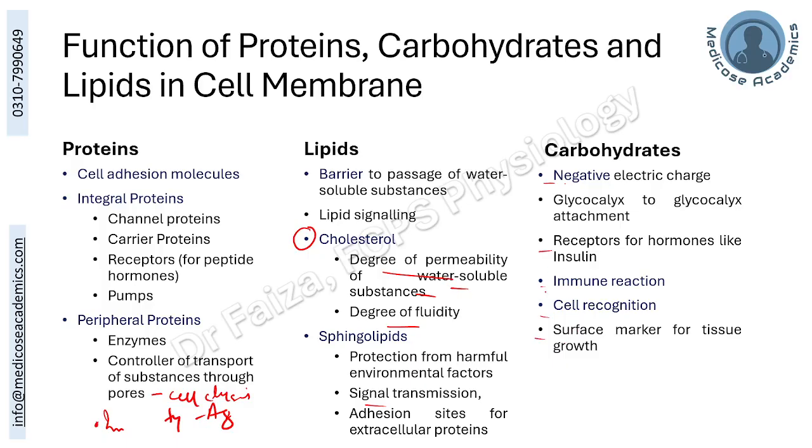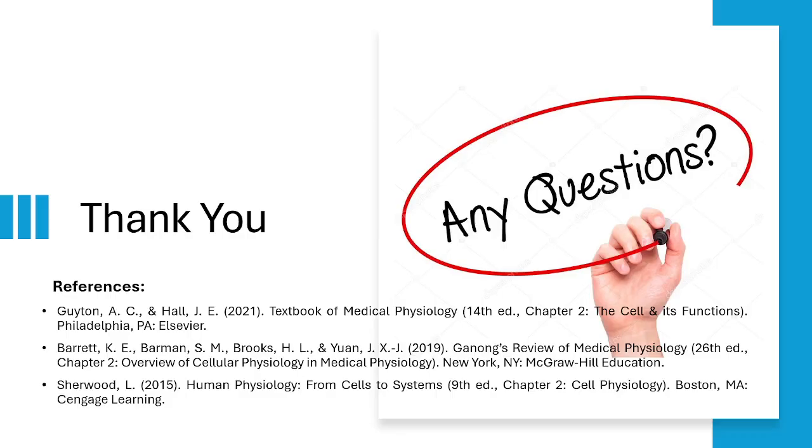So, for the identification of a cell, be it for some internal regulation or for the immune reaction to a foreign agent. So these are the summarized functions of different components of the cell membrane, by which we have completed our discussion on the cell membrane composition as well as its function.